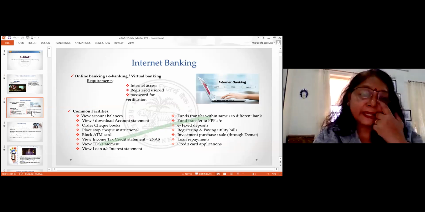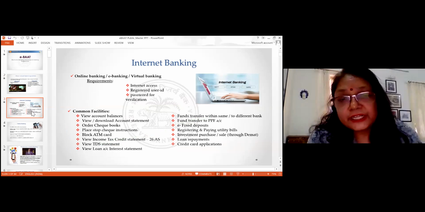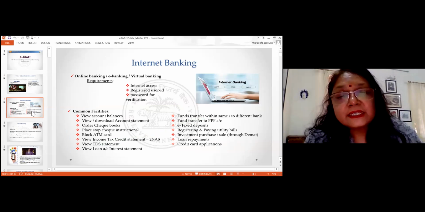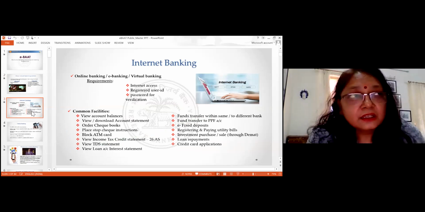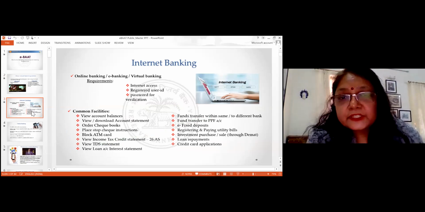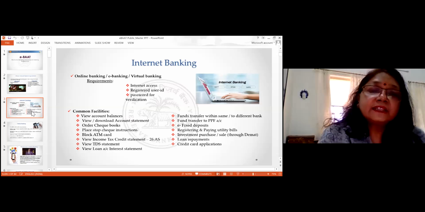In internet banking, anyone who is interested needs to be registered with the bank for online banking. It needs a user ID and a password, and the seeding of the mobile number in the bank account, because the OTPs for security purposes would be delivered to the mobile. Then the facilities that are offered are the account balances.